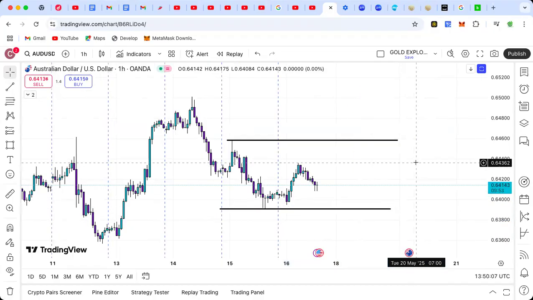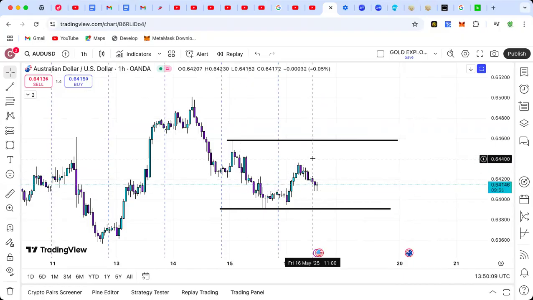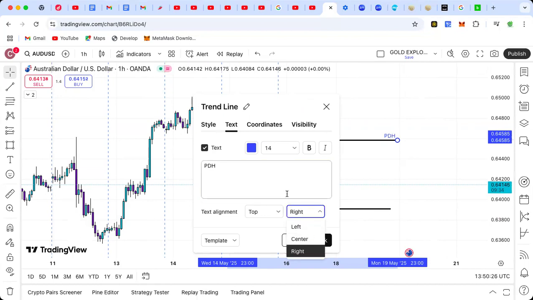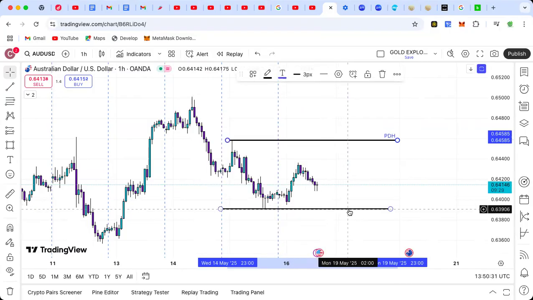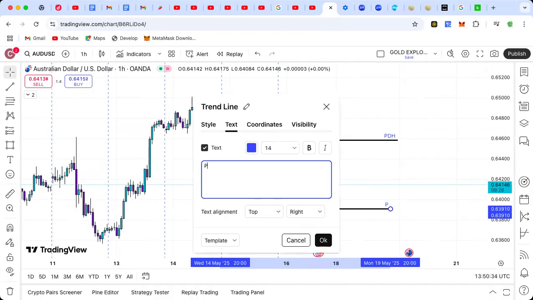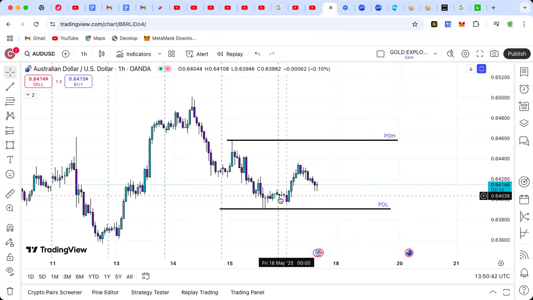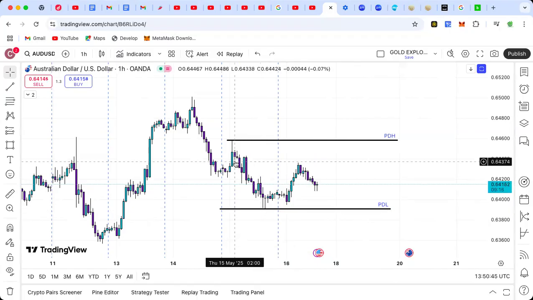Very fantastic. So then, are there other areas? I actually label it. Just double click on that line and type PDH, that's previous day high. Now you want to adjust where it should align. So you just click on this drop down button and put right, or depending on the way you want it. So I click OK. I double click on this one too, and I type PDL, that's previous day low. All right, very simple. There's an indicator that helps you do all of this, but just do things manually and then understand how it's being placed.